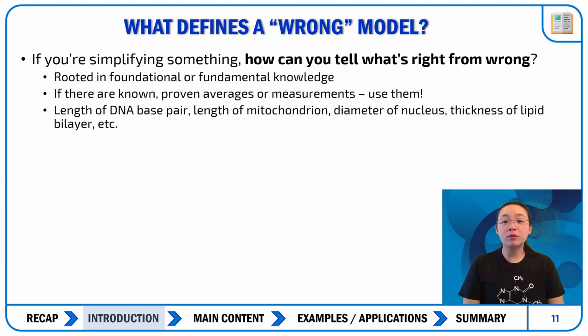If you already know something, then that's good. If you have proven averages or measurements that have been taken in the past, then you should probably use them. Examples would be the length of the DNA base pairs, which is usually known through other studies, the length of a mitochondrion, the diameter of a nucleus in organelles, and the thickness of lipid bilayers, such as 5 nanometers. You can use all of that information in your model as known values.